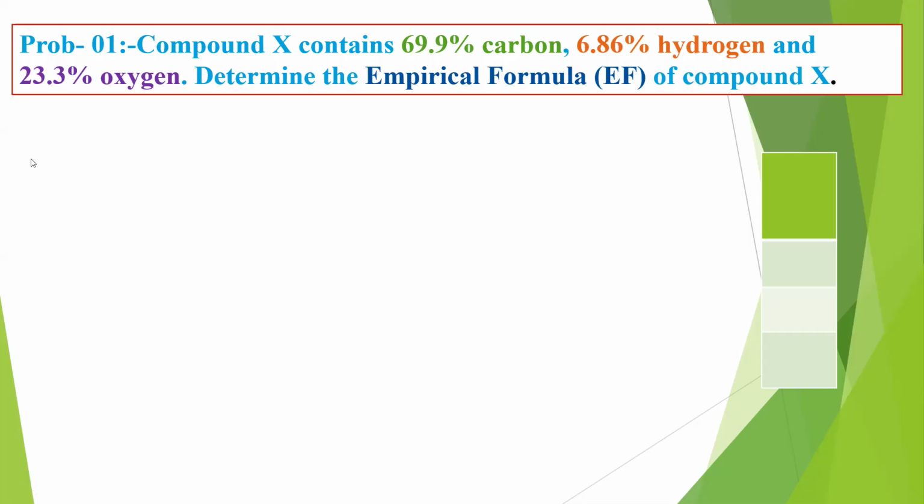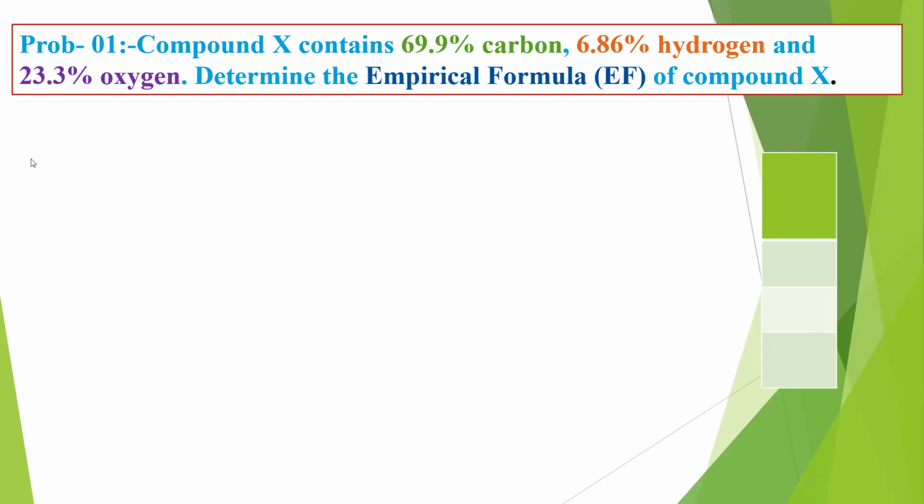How do you have to do it? Mainly by the addition of 69.9, then 6.86, plus 23.3. If you take the addition of these three elements, then finally you will get 100. If it is less than that, then don't worry, because the remaining percentage is impurity, because the total percentage is 100. Maybe it will come around 98. Don't worry about 2%.